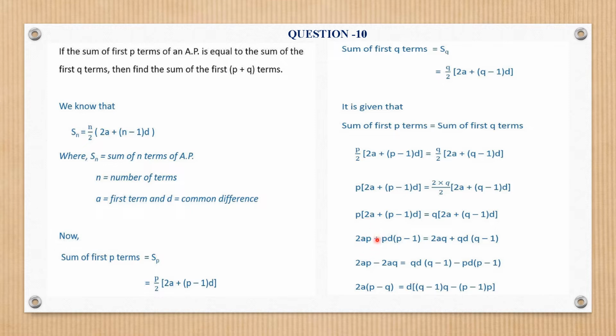Now let us open it. It becomes 2ap plus pd into (p minus 1) equals 2aq plus qd into (q minus 1). Now bring it to this side: 2ap minus 2aq is equal to qd(q minus 1) minus pd(p minus 1), taking it to the other side. So take 2a common, (p minus q), equal to, taking d common, (q minus 1) times q minus (p minus 1) times p, and d can be taken common from both these terms outside.